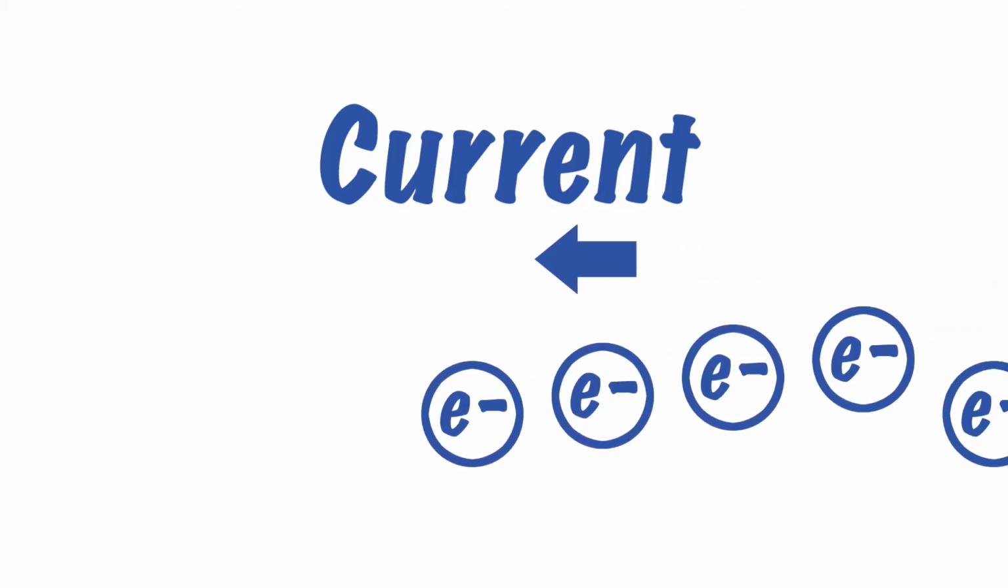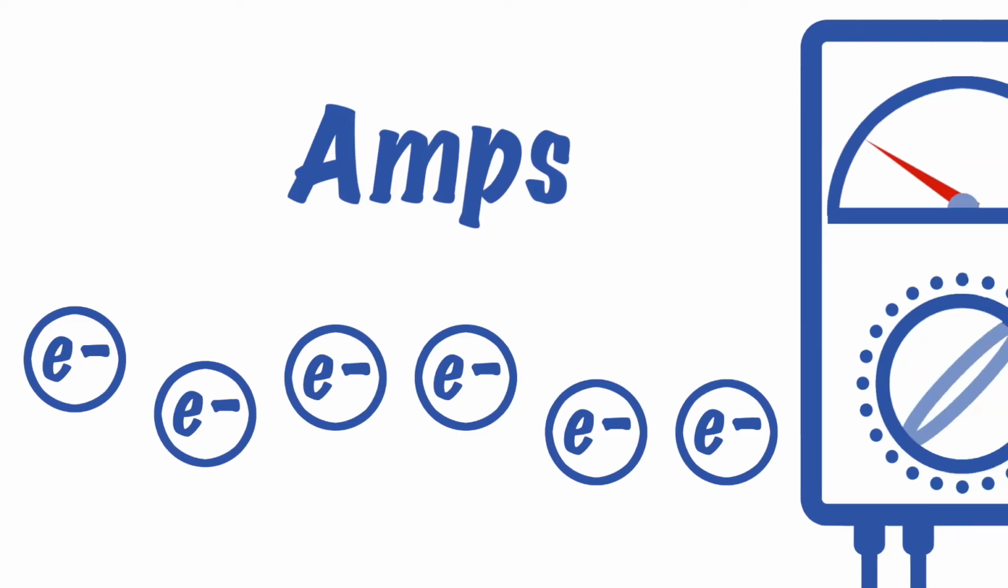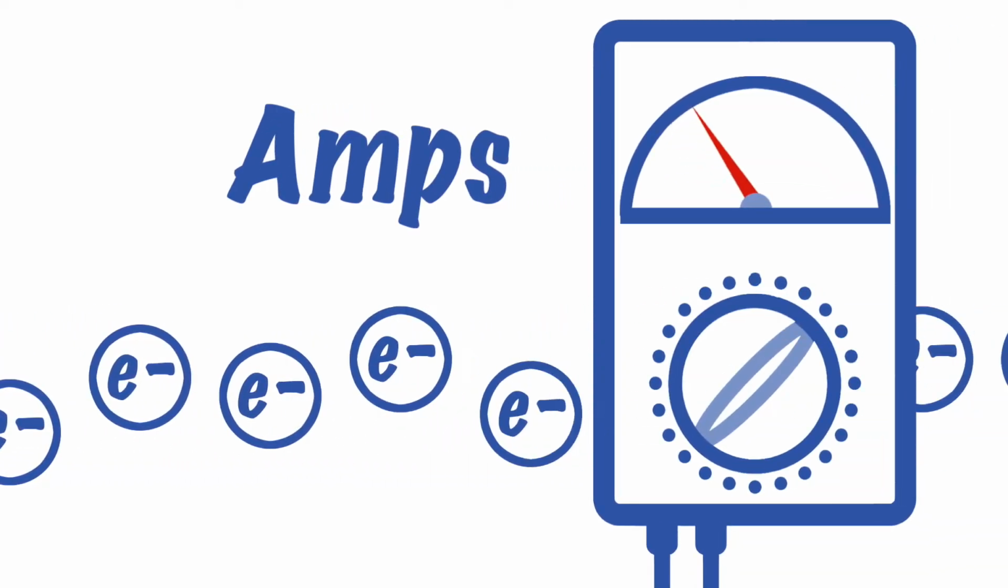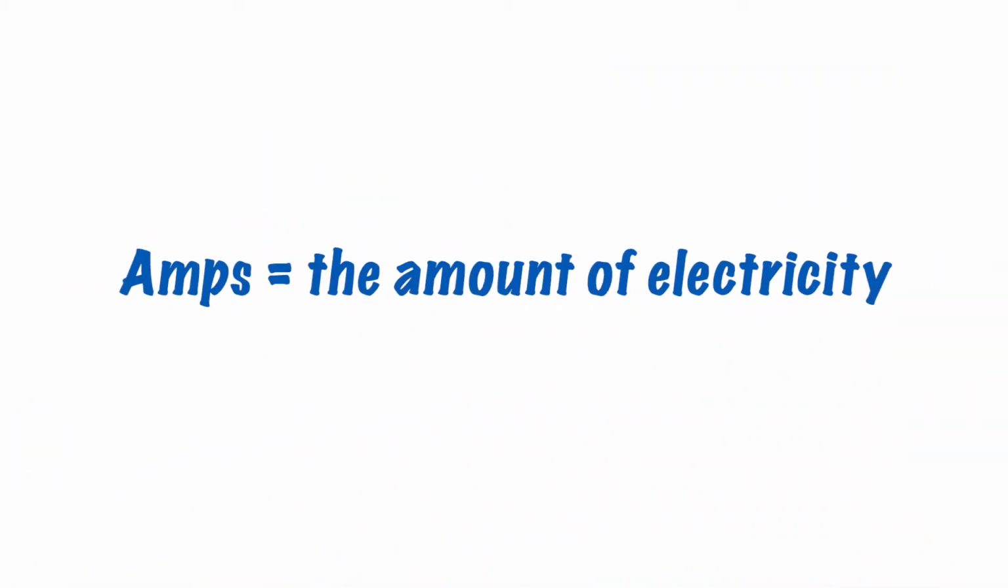Electrical current is something else we can measure. Current refers to how fast the electricity is moving. We measure current in amps. The more amps, the faster the current, and the more electricity. You can think of amps as being the amount of electricity.